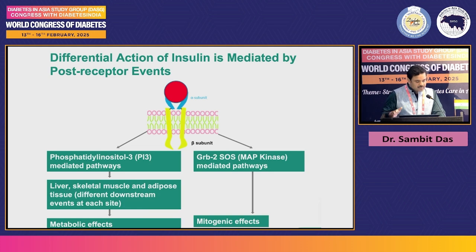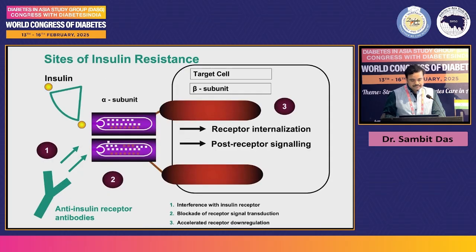But the other part is the MAP kinase pathway, and once the MAP kinase mediated pathway is activated, it will be mitogenic. So what happens in insulin resistance is that the PI3 kinase pathway is blunted, so there are fewer metabolic effects, and it is mostly diverted towards the mitogenic effects.